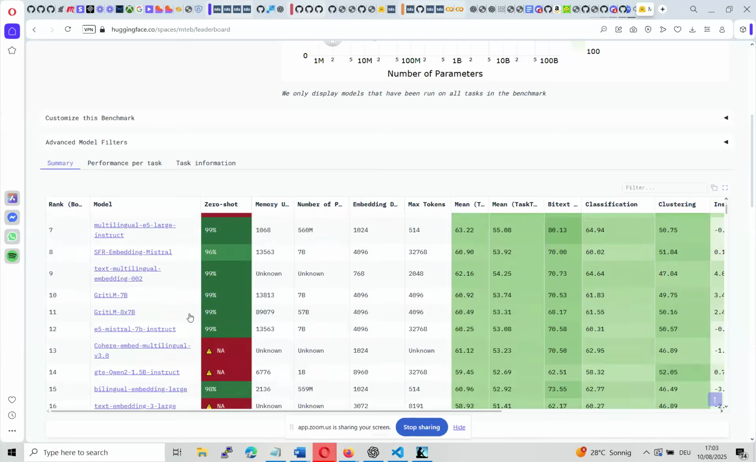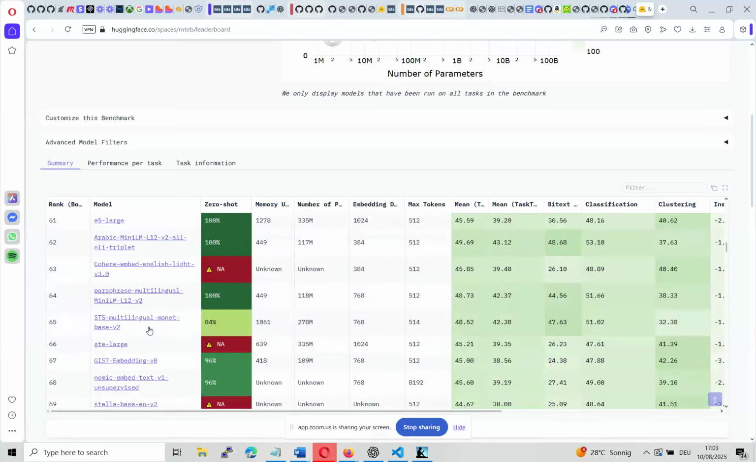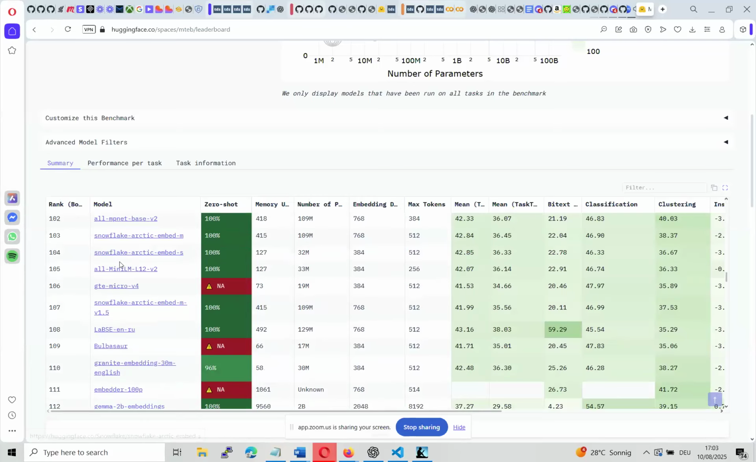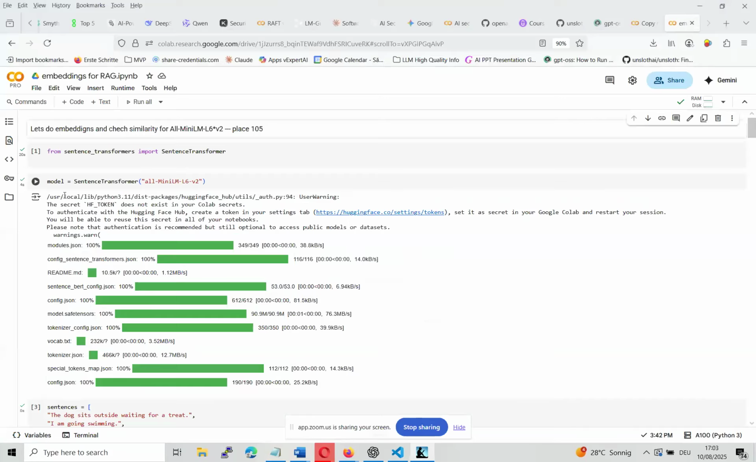And if we look at this leaderboard, we see that the example used by the authors is at rank 105. This is the model used by the authors to make the demo. I just wanted to put in context where the embedding model used within this book is located in this leaderboard.